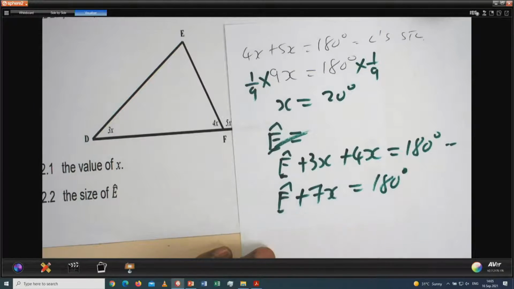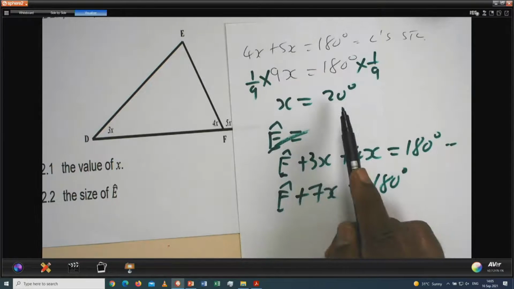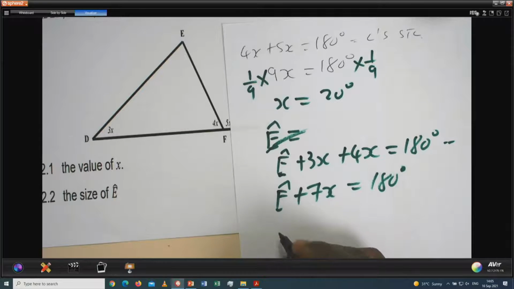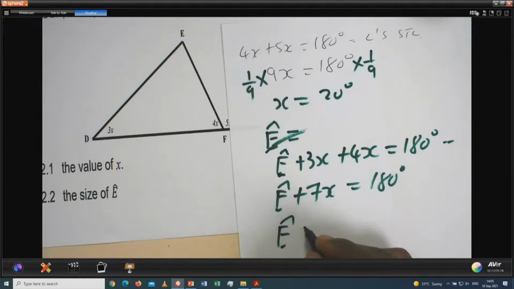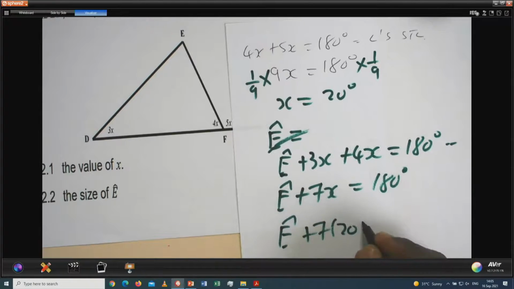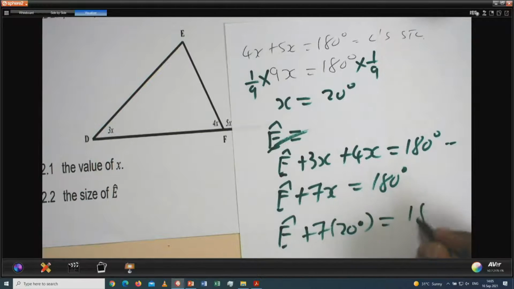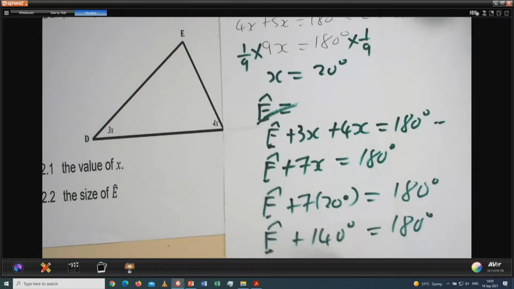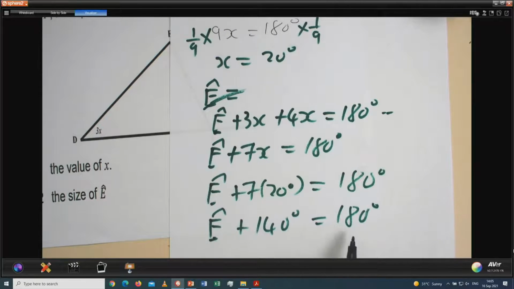But now we have two unknowns, but not necessarily. What is the value of x? It's 20. Therefore, where there is x, you put 20 degrees. Therefore, E plus 140 degrees equals 180 degrees. You already know, for you to get 180, this is 40.